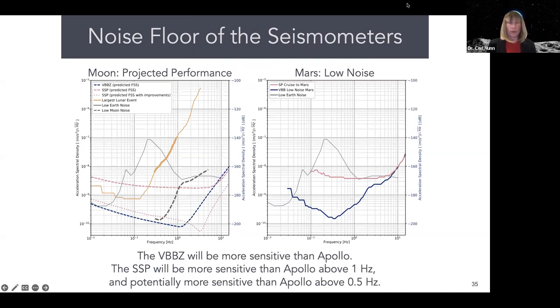So I'll just talk about the noise floor of these two seismometers. This is the projected performance for the moon. This orange line is the largest event recorded on the Apollo seismometers, so that's up here. And this is the lowest noise that was recorded on the Apollo seismometers. This is the gap between the two of them. The VBBZ instrument should drop just slightly below that, should be slightly more sensitive than the lowest noise we ever managed to see, the noise floor of the Apollo instruments. So we should be able to pick up the low noise of the moon a little bit better.